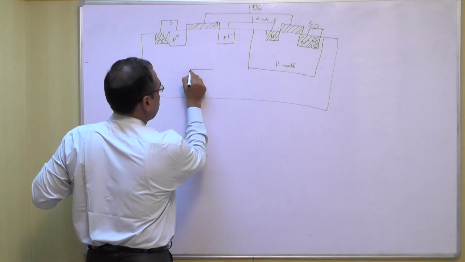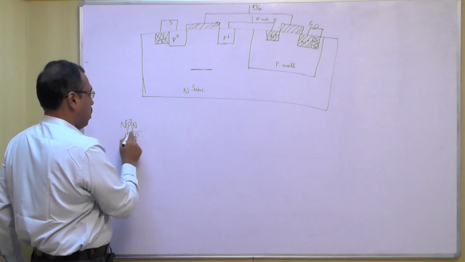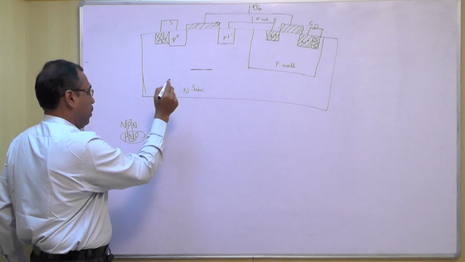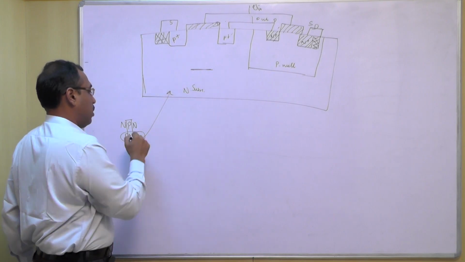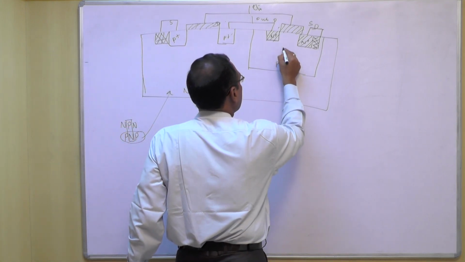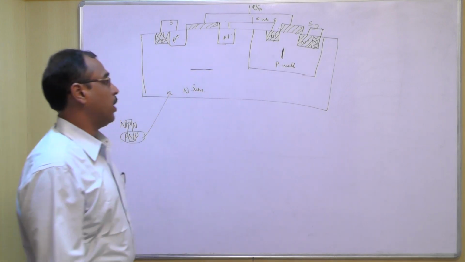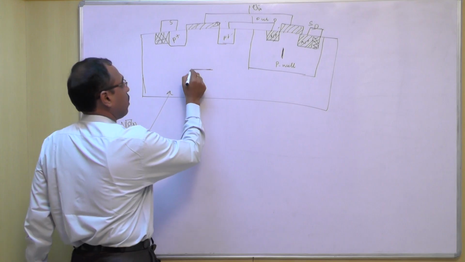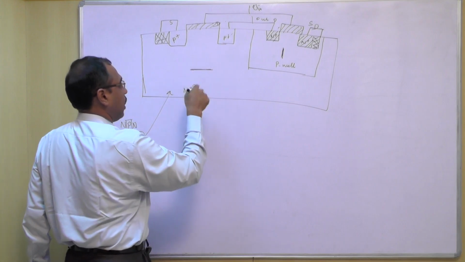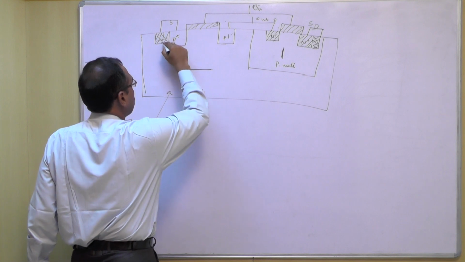It is the base. Here N is the base, so here we are going to form a PNP transistor. Similarly, here we are going to take a P base, so we are going to form an NPN transistor. So always this becomes P. And what is the other? The base is this one and the emitter will be this substrate.